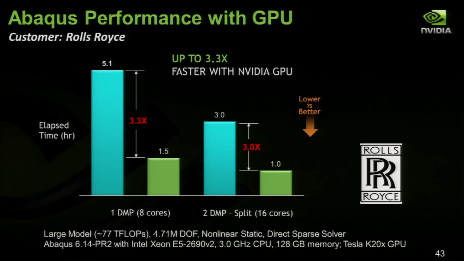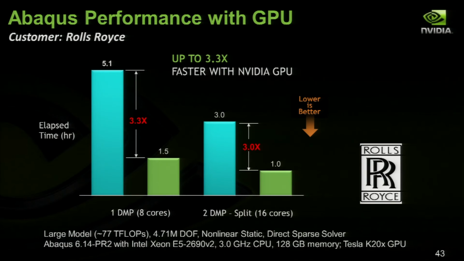So this is a benchmark from Rolls-Royce, which you might have heard of this company. When the simulation is done on 8 cores on one DMP process, it is taking 5.1 hours. And when we added K20X GPUs, the simulation time is cut by 3.3x, which is a dramatic improvement. And it's only taking 1.5 hours.